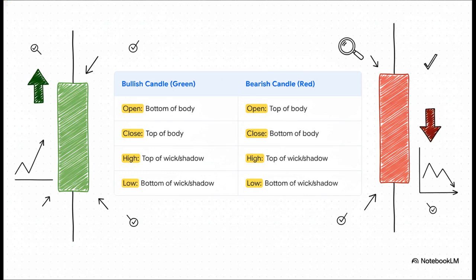That thick part, that's what we call the body. For a green candle, it's easy. The price opened at the bottom of the body and closed higher, at the top. For a red candle, it's just the reverse. It opened high and closed low. And those little thin lines sticking out, the wicks or shadows, they just show you the absolute highest and lowest prices the stock hit during that time. That's it. These two candles are the building blocks for literally everything else.